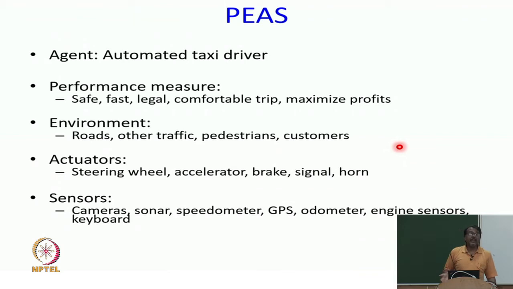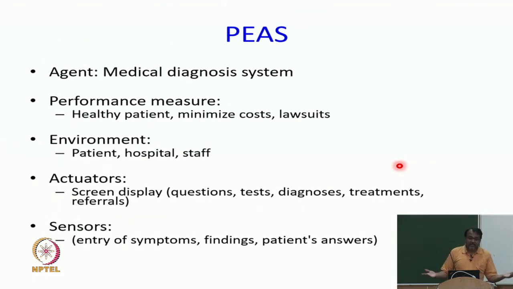Similarly, you can have a medical diagnosis system, right. In this medical diagnosis system, your environment is the patient, the hospital, the staff, your actuators are the display in which it will give you the treatment or diagnosis or tests. The sensors would be again the keyboard and so on, where you will enter the symptoms. And its performance measure is, for example, having a healthy patient, but also minimizing costs and minimizing lawsuits, which is extremely important in a health setting, right.